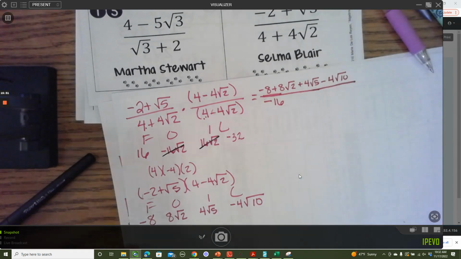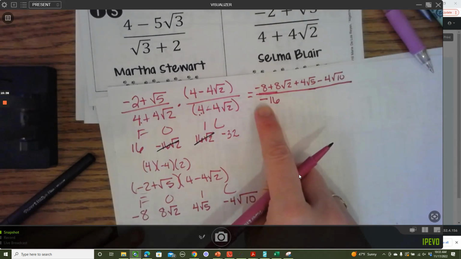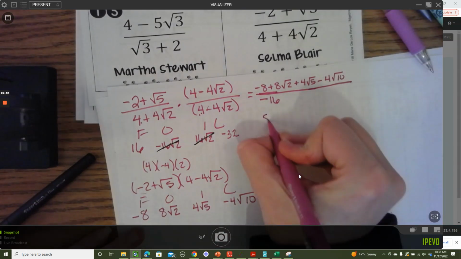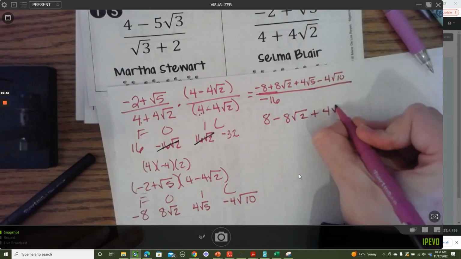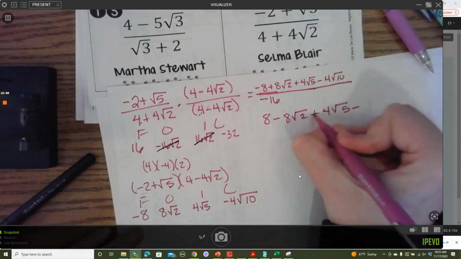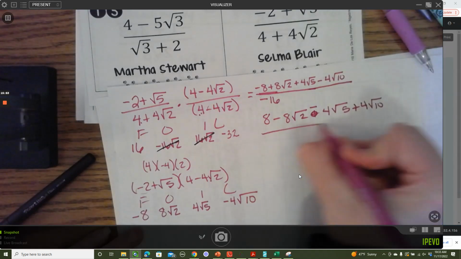But you can simplify. Here's where I'm going to simplify first. I don't like this negative down here, so I'm going to get rid of this negative first. I'm going to flip everybody's sign. 8 minus 8 square root of 2 plus 4 square root of 5. Should be minus 4. Plus 4 square root of 10.